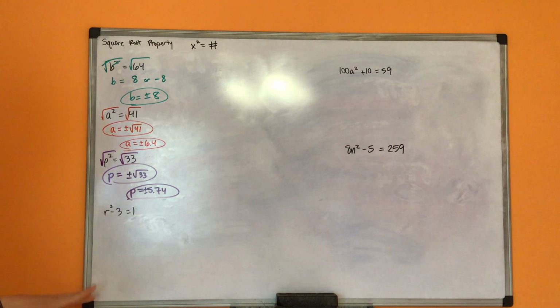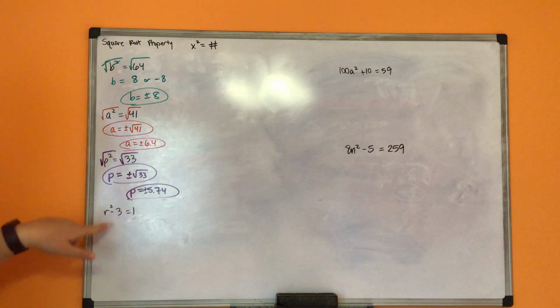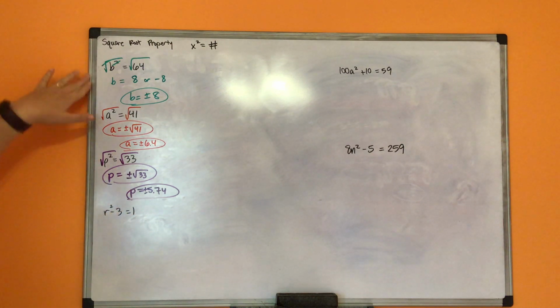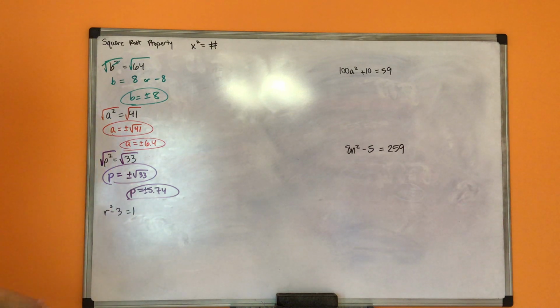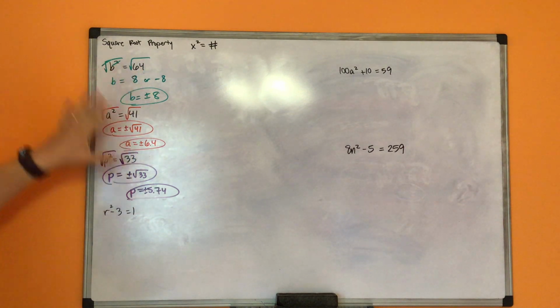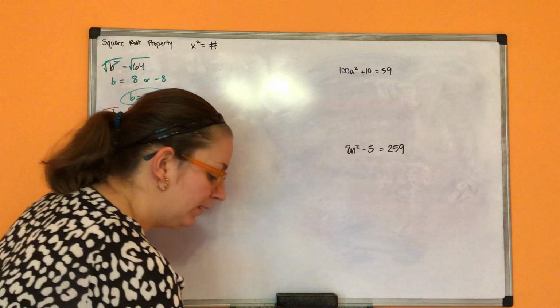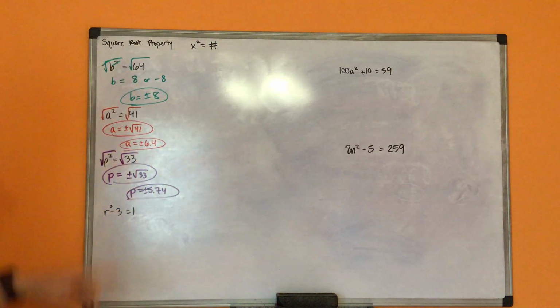Moving on from here, we can have equations that look a little more complicated than just something squared equals a number, but as long as we can rearrange it or convert it into something squared equals a number, we can still use the square root property. Typically speaking, taking the square root is kind of the last step in the process for these.